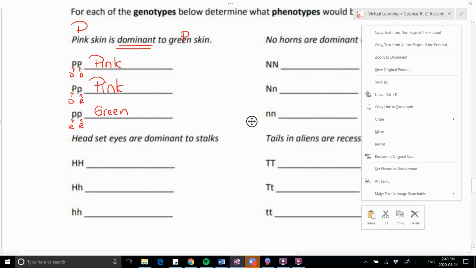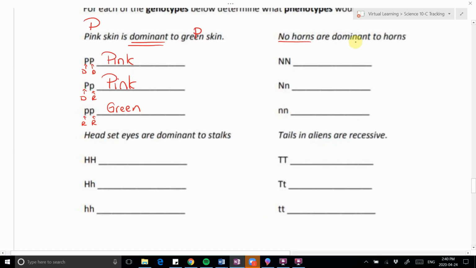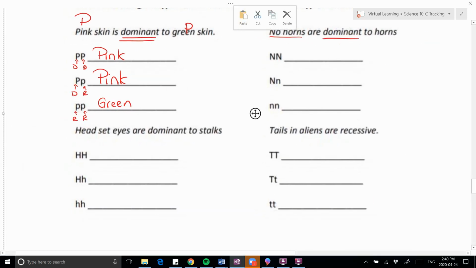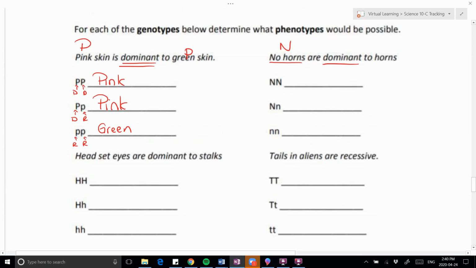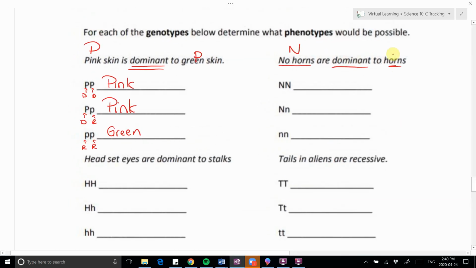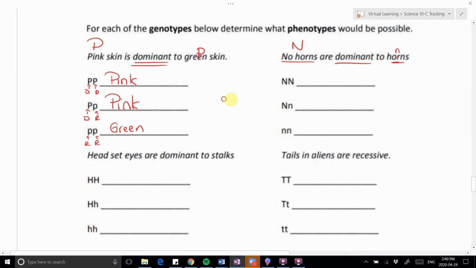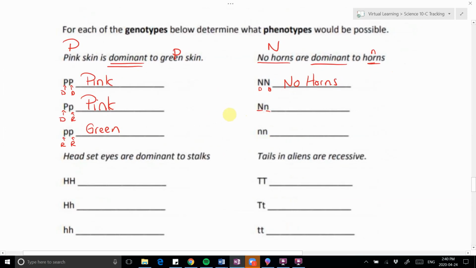Okay? So let's try horns. So here, not having horns is dominant, right? So that's that capital N. Having horns is recessive. That's that lowercase n. So here, dominant, dominant, it's going to look like the dominant. So we're not going to have horns in that case. Dominant, recessive, as long as one of those dominants is present, it's going to show up. Recessive, recessive. This is the only case where we see that recessive trait coming through.